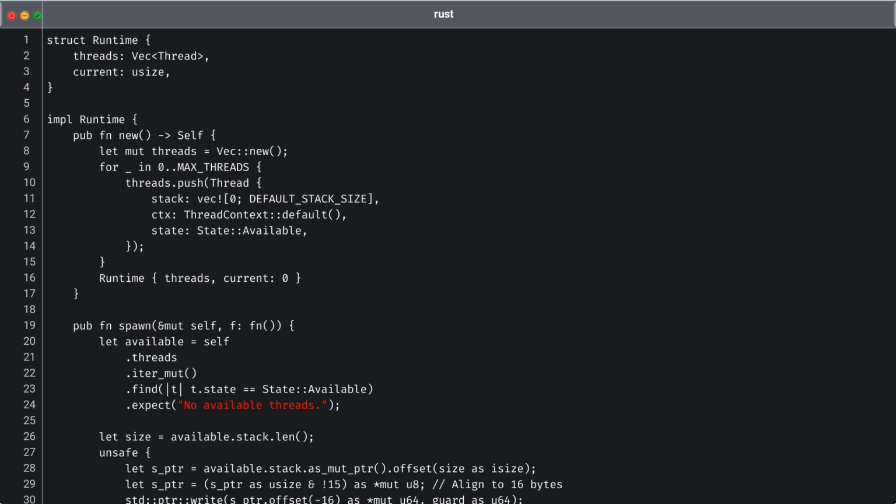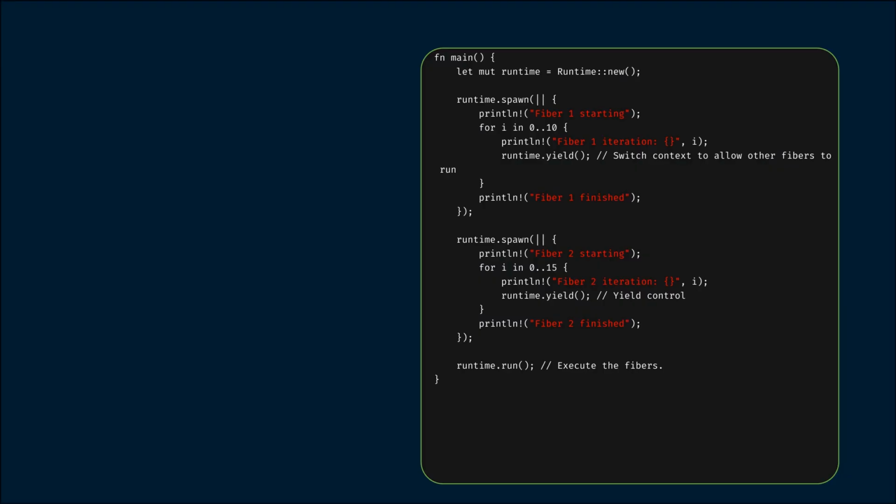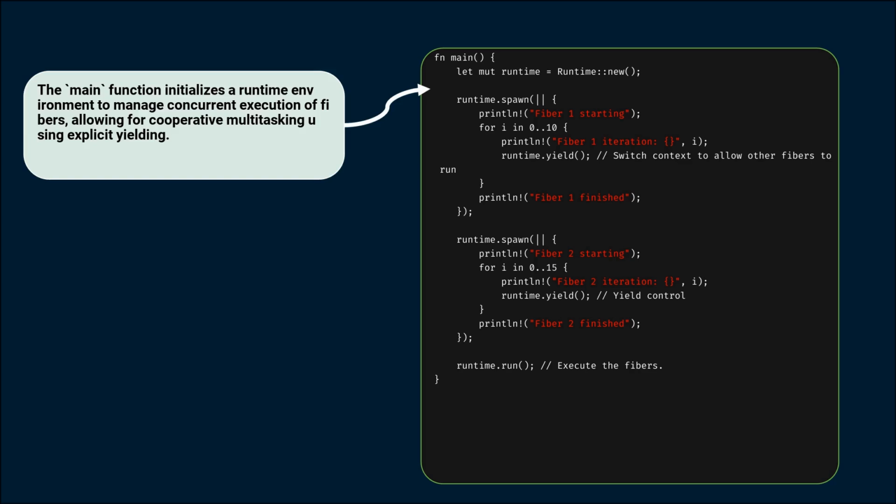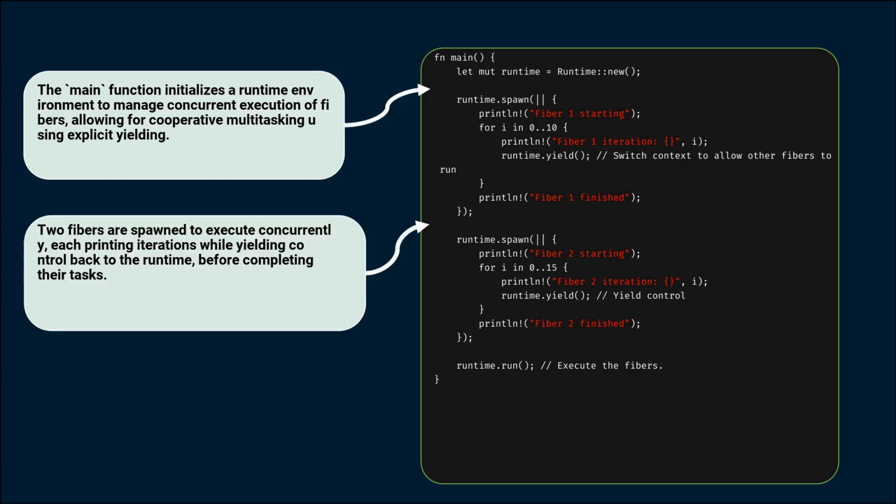of each fiber effectively. Now let's see how we can implement the main function, which initializes our runtime and spawns fibers for concurrent execution. This is where we create an instance of our runtime struct, allowing us to manage threads effectively.